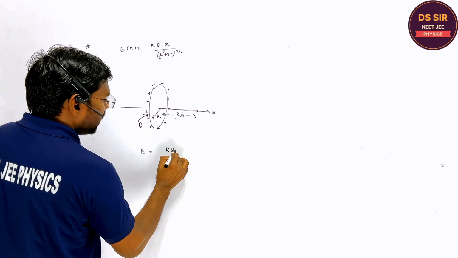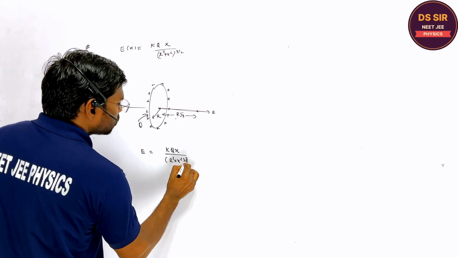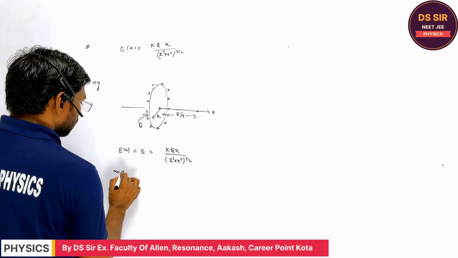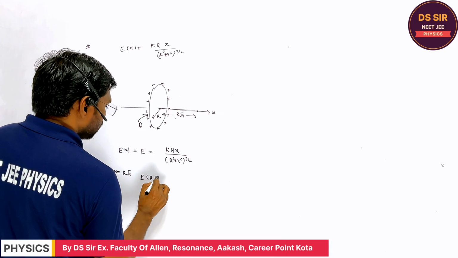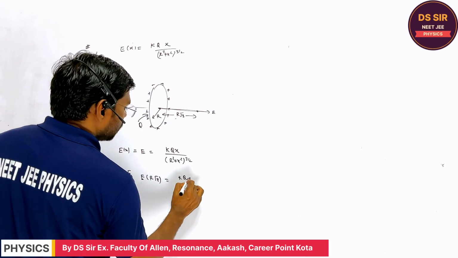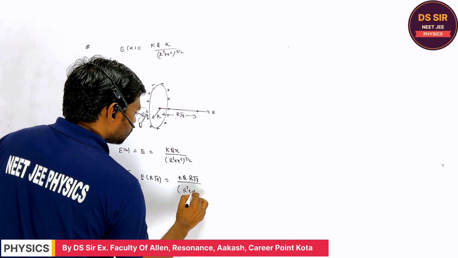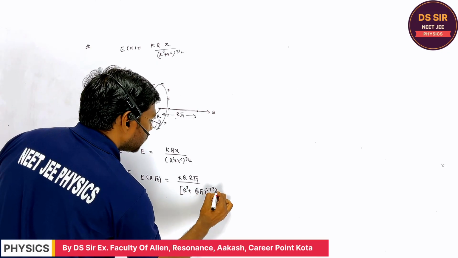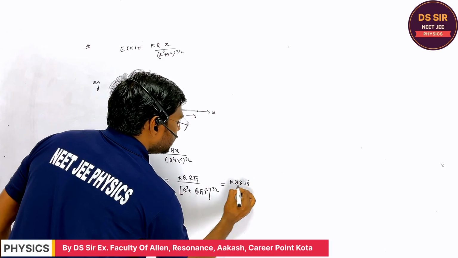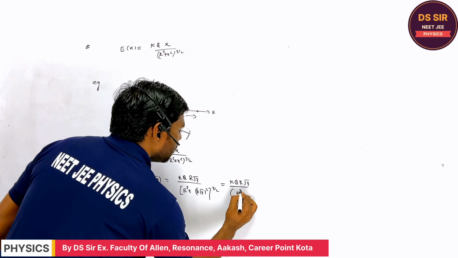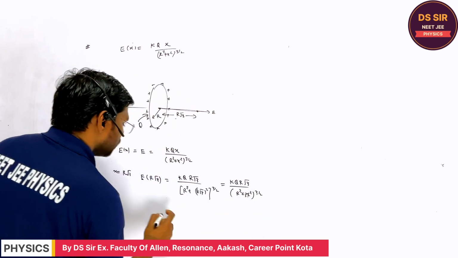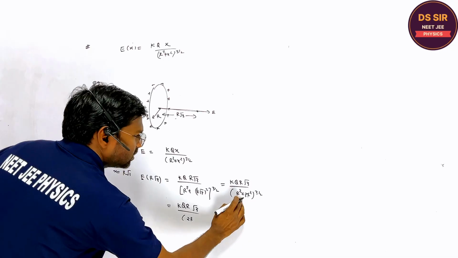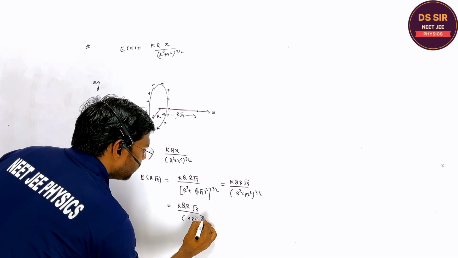Directly, you will remember the formula kqx upon r square plus x square raised to the power 3 by 2. So just put x is equal to r root 3. So it is kq r root 3 divided by r square plus r root 3 whole square, raised to the power 3 by 2. So this is kq r root 3 divided by, r square plus 3r square, raised to the power 3 by 2. This is equal to kq r root 3 divided by 4r square, raised to the power 3 by 2.